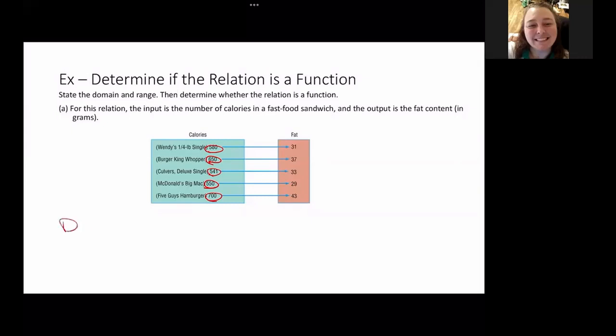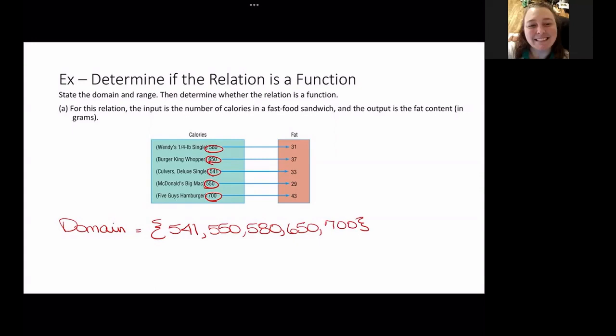So the domain is going to be equal to, okay, we're going to put those curly brackets. And typically when we do the domain, we do put them in order. So the lowest one is 541. And then the next one up is 550, and then 580, and then 650, and then 700.